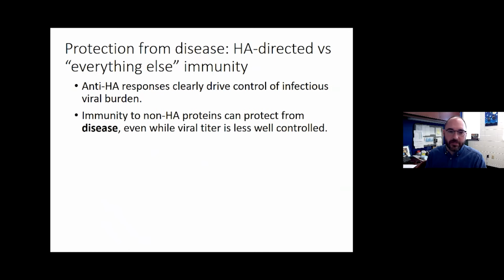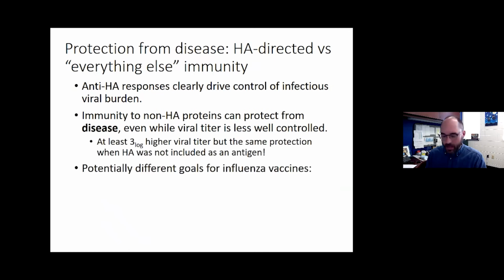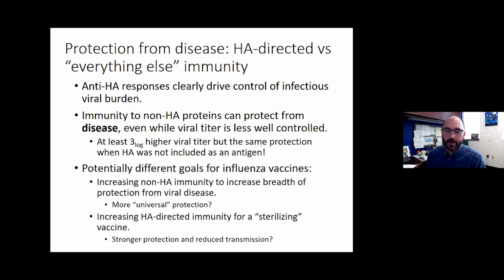So at least from the data that I've shown you, we can separate total virion-directed immunity versus everything that's not HA-directed immunity. Right, and the top point is that HA responses are clearly driving control of infectious virus burden, but the immunity to these non-HA proteins is protecting from disease even when viral titer is less well controlled. At least 3 logs higher viral titer is observed, but at the end of the day, the same basic protection from the disease.